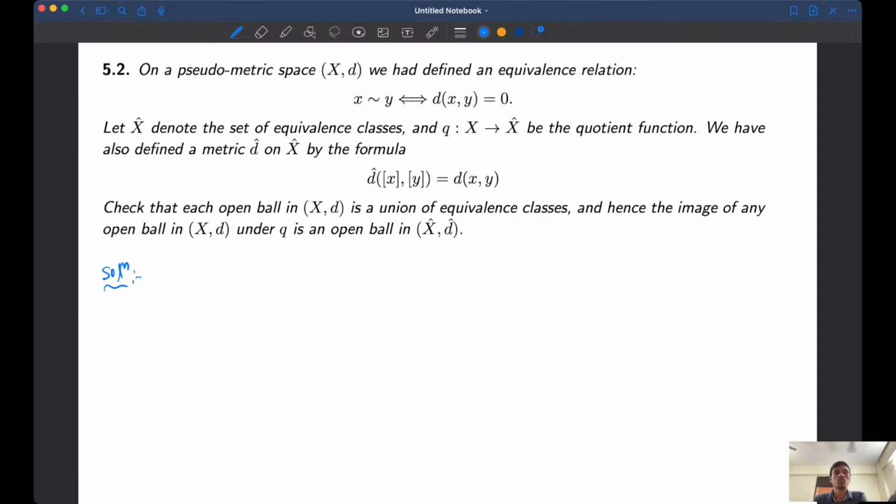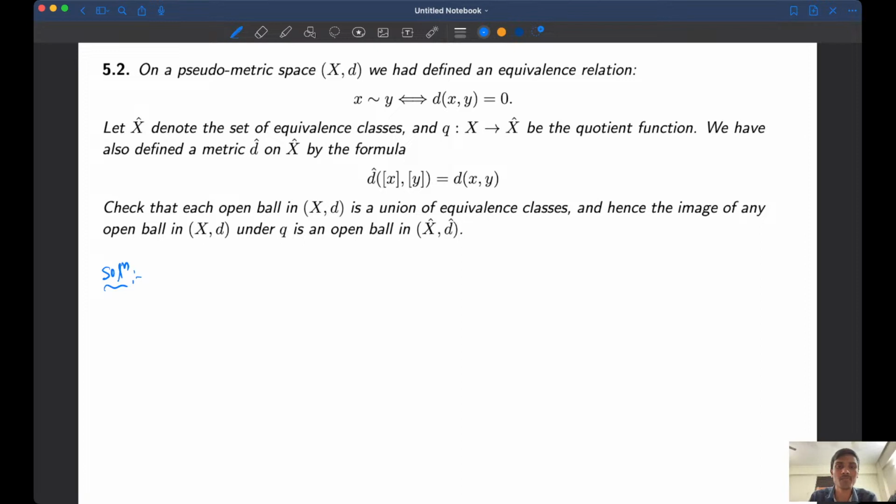So there might be points where x is not equal to y, but still the distance d(x,y) is 0. So for those points we can define a relation: x is related to y in X if the distance between them, d(x,y), is 0, right? As it turns out, this is an equivalence relation. So once we have an equivalence relation, we have the set of equivalence classes, and they form a partition, where all of these things are equivalent. X tilde denotes all the equivalence classes.